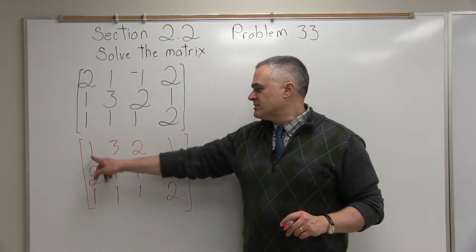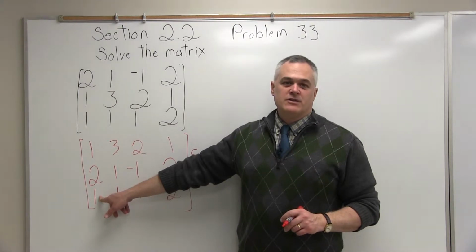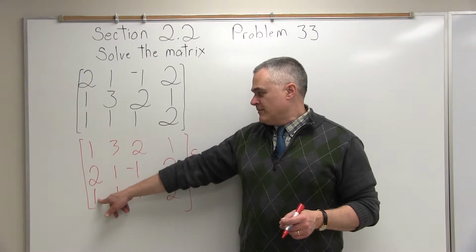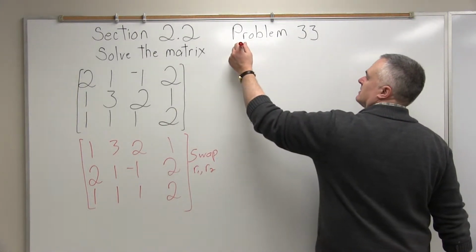So step 1 is complete. I have a 1 in the upper leftmost position. Step 2 will be to zero out the other values under that 1 that we just got. So the 2 will have to become a 0, and the 1 under it will have to become a 0. So let me set up the next matrix.